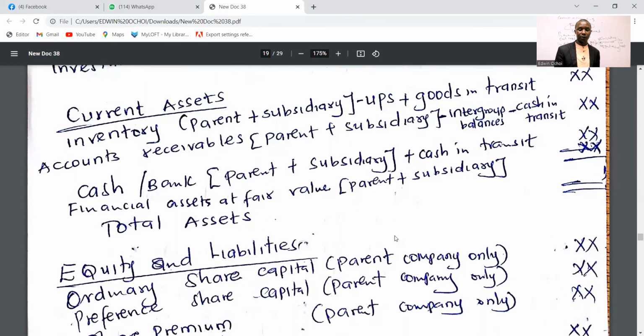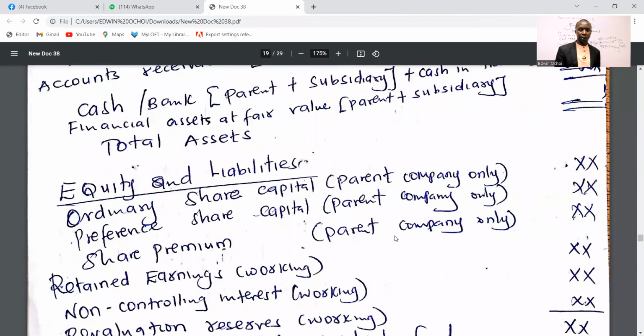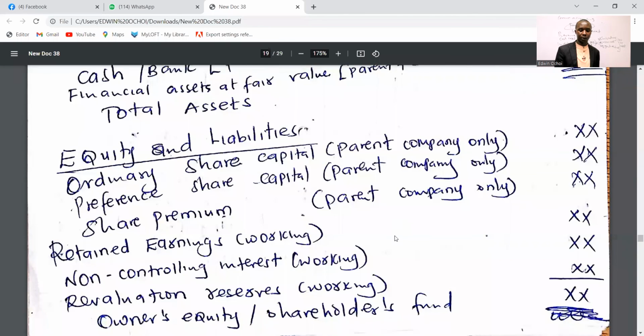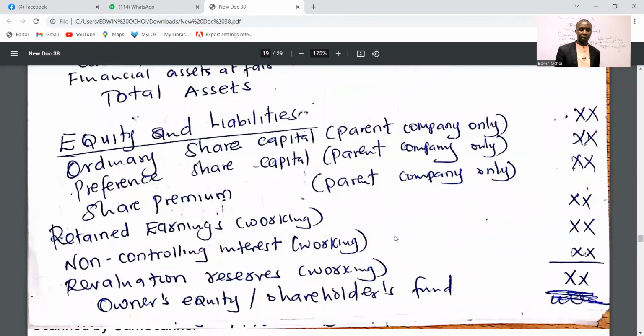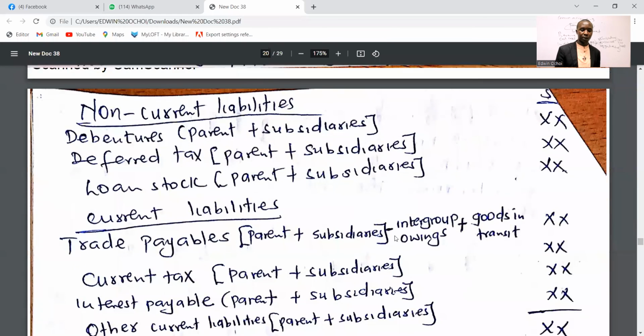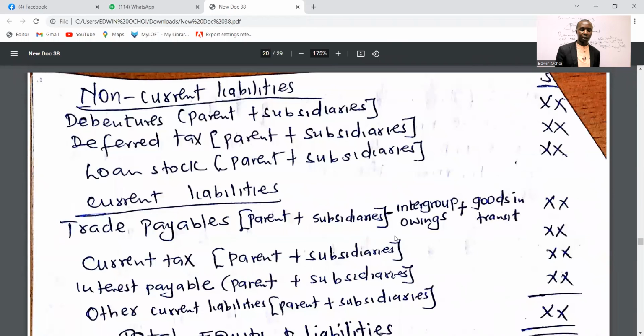For the financial asset at fair value, you add parent plus subsidiaries. Equity components, like ordinary share capital, preference share capital, share premium, you just use the figures of the parent. For retained earnings, non-controlling interest, and revaluation reserve, you do workings. For non-current liabilities, debentures, deferred tax, and loan stock, you just add the figures of the parent and subsidiaries.